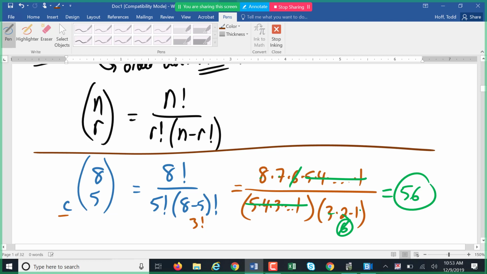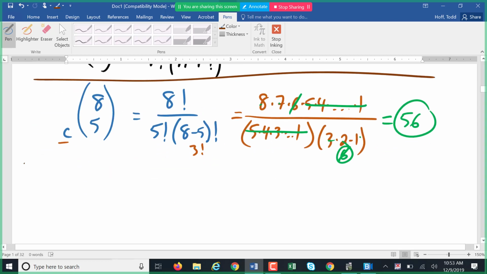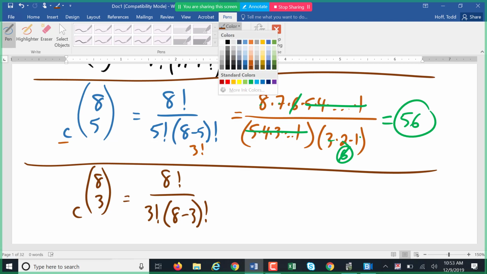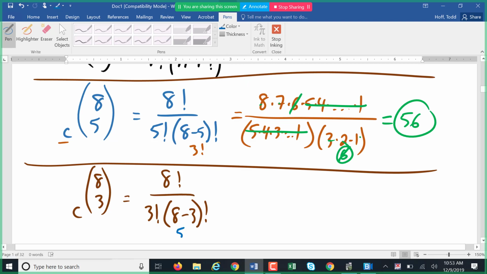Now the neat thing about the combination is, since the order doesn't matter, it doesn't really matter whether I'm choosing 5 items to keep or if I'm choosing 3 items not to keep. I'm choosing 3 items to throw away, basically. Let me show you what I mean by that. Using the combination, if it's 8 choose 3, well, that's 8 factorial over 3 factorial times 8 minus 3 factorial. And you'll notice 8 minus 3 is 5. So it's still 8 factorial over 3 factorial, 5 factorial. It ends up giving us the exact same combination of numbers.